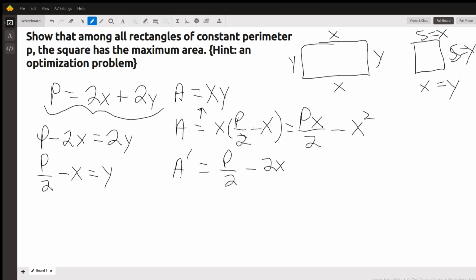To optimize this, now what does this look like? PX over 2 minus X squared. It's some kind of upside down parabola. If you graph it on your calculator, graph it on Desmos, you'll see that it's some kind of upside down parabola no matter what the value of P is. So it's going to have a maximum value for that area. So I will set that equal to 0 because I'm optimizing. And let's see, I get P over 2 equals 2X.